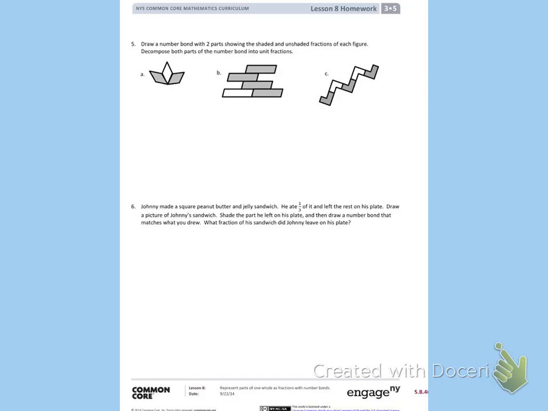I'm going to underline the important details so that I don't forget anything when I'm completing my work. I need to draw a number bond. I need to show the shaded and unshaded fractions. And then I need to decompose both parts into unit fractions.